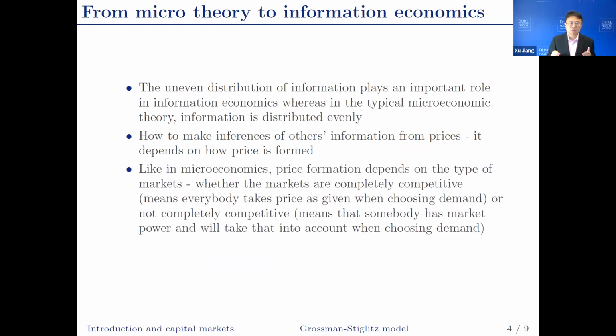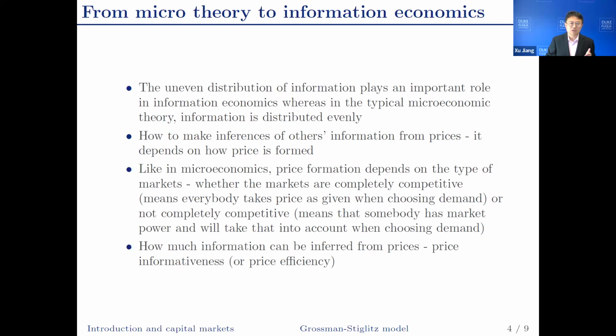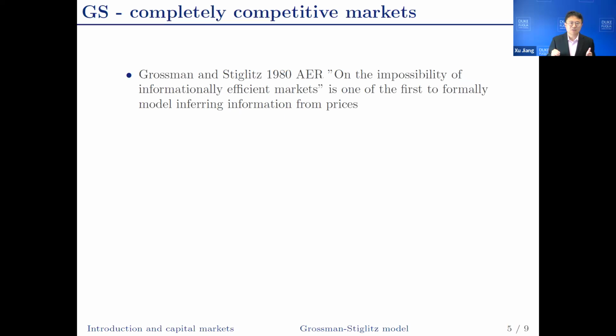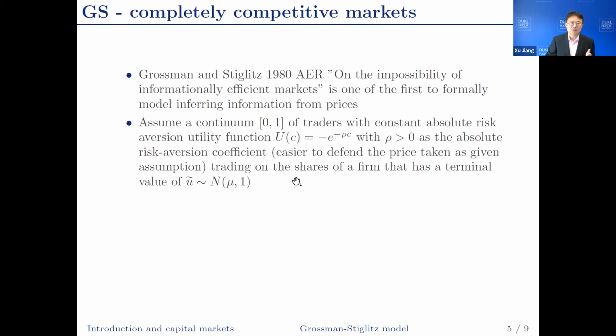As in microeconomics, we talk about 2 different types of markets. The first, perfectly competitive markets, when everybody takes price as given. The second, imperfectly competitive markets, when somebody has market power. Their demand moves prices, and they're going to take that into account when choosing their demand. Regardless of the type of markets, an important concept in information economics models with prices is how much information can be inferred from prices, or what we call price informedness or price efficiency. The Grossman-Stiglitz model provides a precise definition of price efficiency by formally modeling how to infer information from prices. So now let's look at the model.